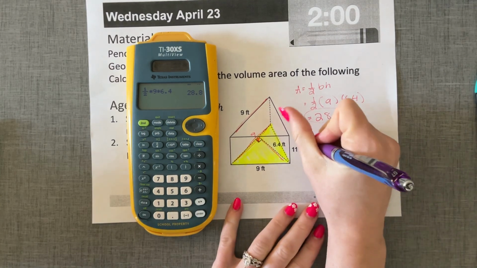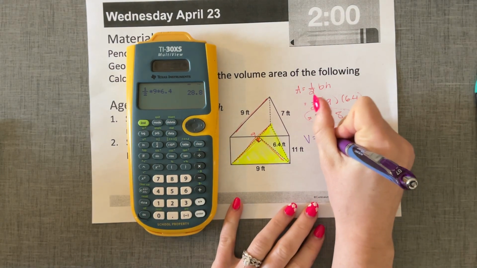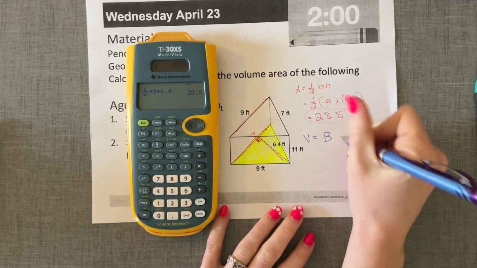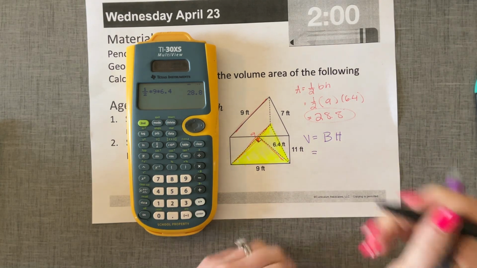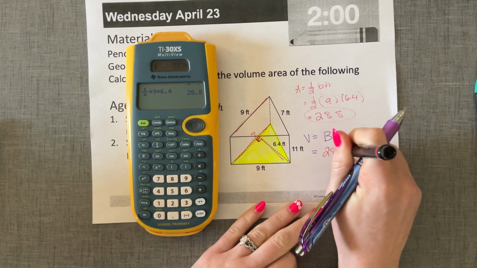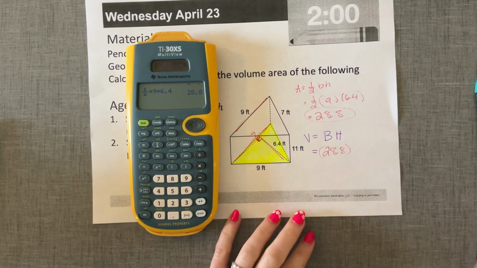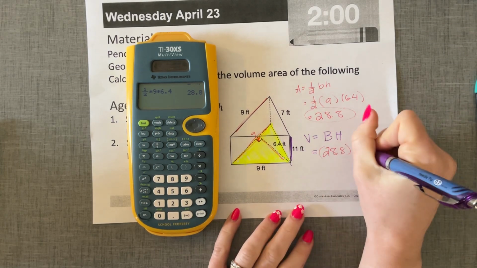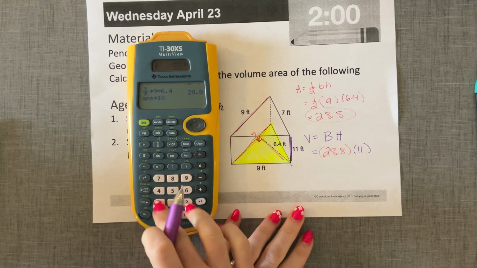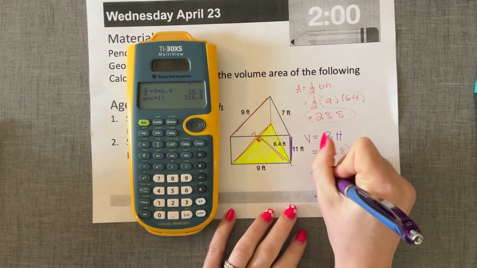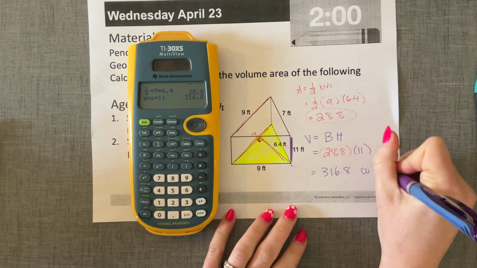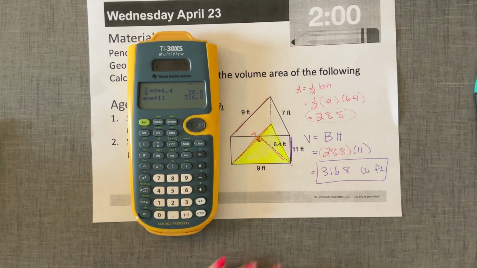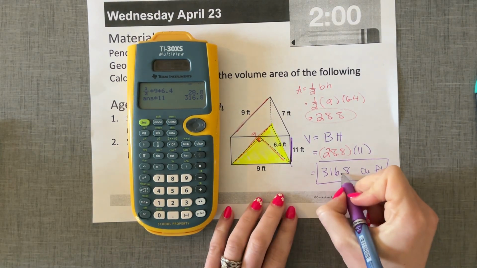And volume comes from the area of that base shape times the height of the prism. The area of the base shape is 28.8. The height of the prism is 11 feet. It's 316.8 cubic feet. Make that decimal a little bit bigger.